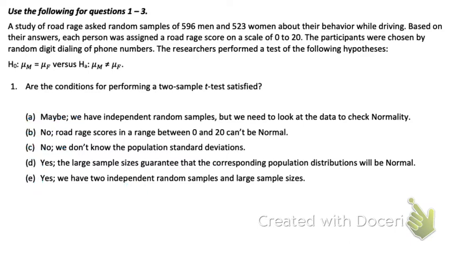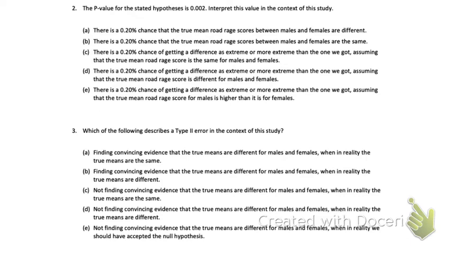Let's look at number 2. Number 2 tells us what the p-value is. The p-value is 0.0202. Which of these is the p-value interpretation? So let's look at these. There is a 0.2% chance that the true means are different. There's a 0.2% chance that the true means of them are the same.